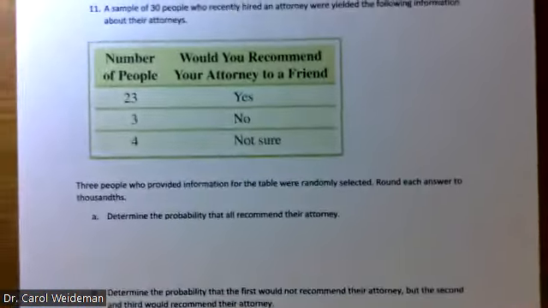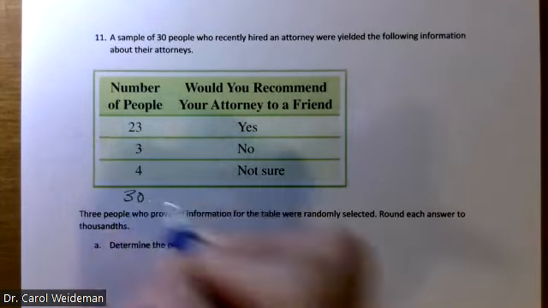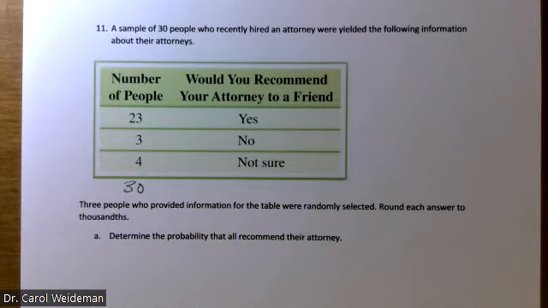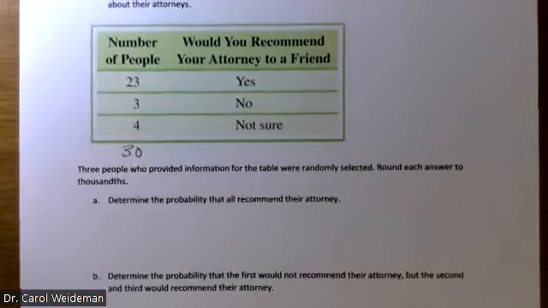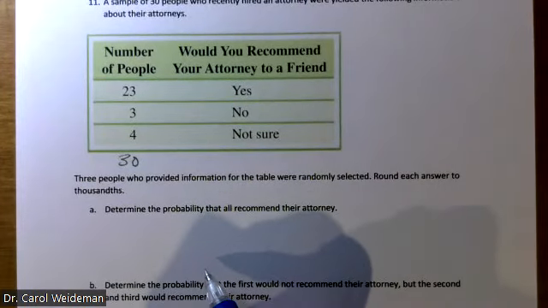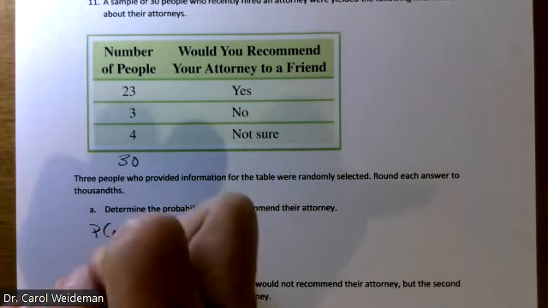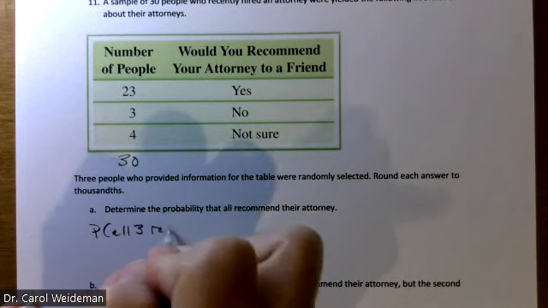Let's do one more scenario. So this time you've got the information in a little table. We have a sample of 30 people. There's the total. Who were recently hired an attorney were asked if they would recommend their attorney to a friend. So we want to calculate some probabilities here, and we're going to pick 3 people. And you're going to assume in this case you're sampling without replacement. So we want to calculate the probability that all 3 recommend.